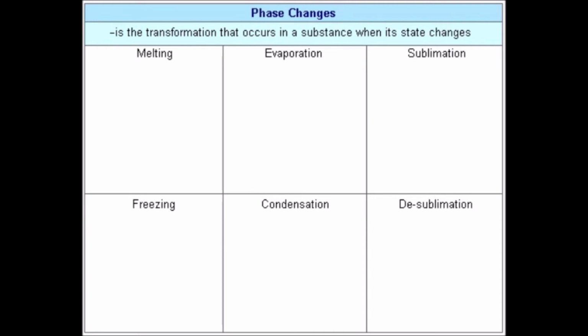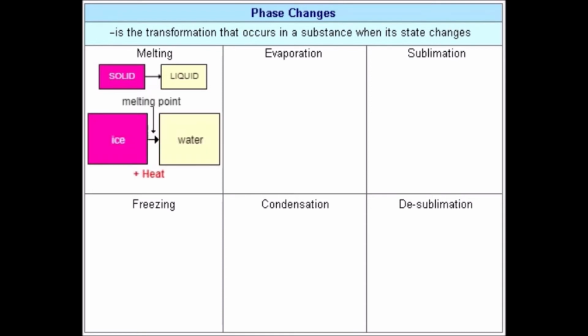Melting. This is the change of state from solid to liquid. When ice is heated, it transforms into water, or it melts. The temperature at which this happens is called the melting point. In order to melt something, we need energy, heat. That is why we say that melting absorbs energy.